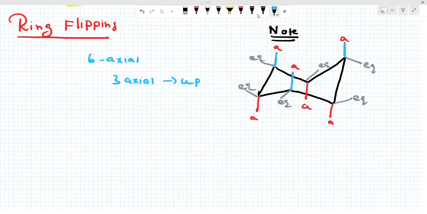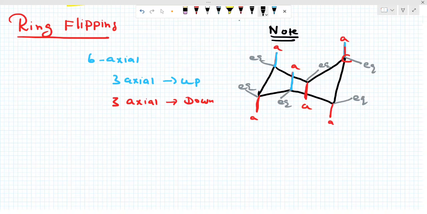Okay. What about the down axial bonds? One, red color one, two, three. Okay, but three axial bonds are down. Now see this carbon having the axial bond up. What is going to be down now?